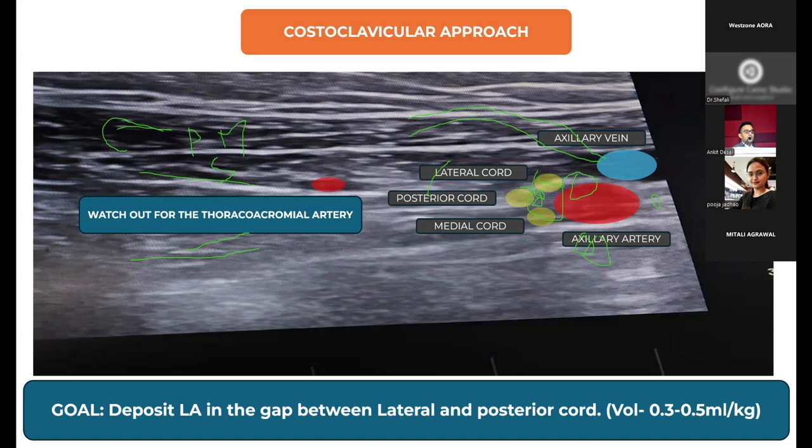It does spread, especially in pediatric patients. You rightly said that this is divided into an anterior and a posterior division. This anterior division will have the lateral cord. The posterior division will have the posterior and the medial cord. So ideally, you should be in between somewhere over here so that your drug spread is on both sides.